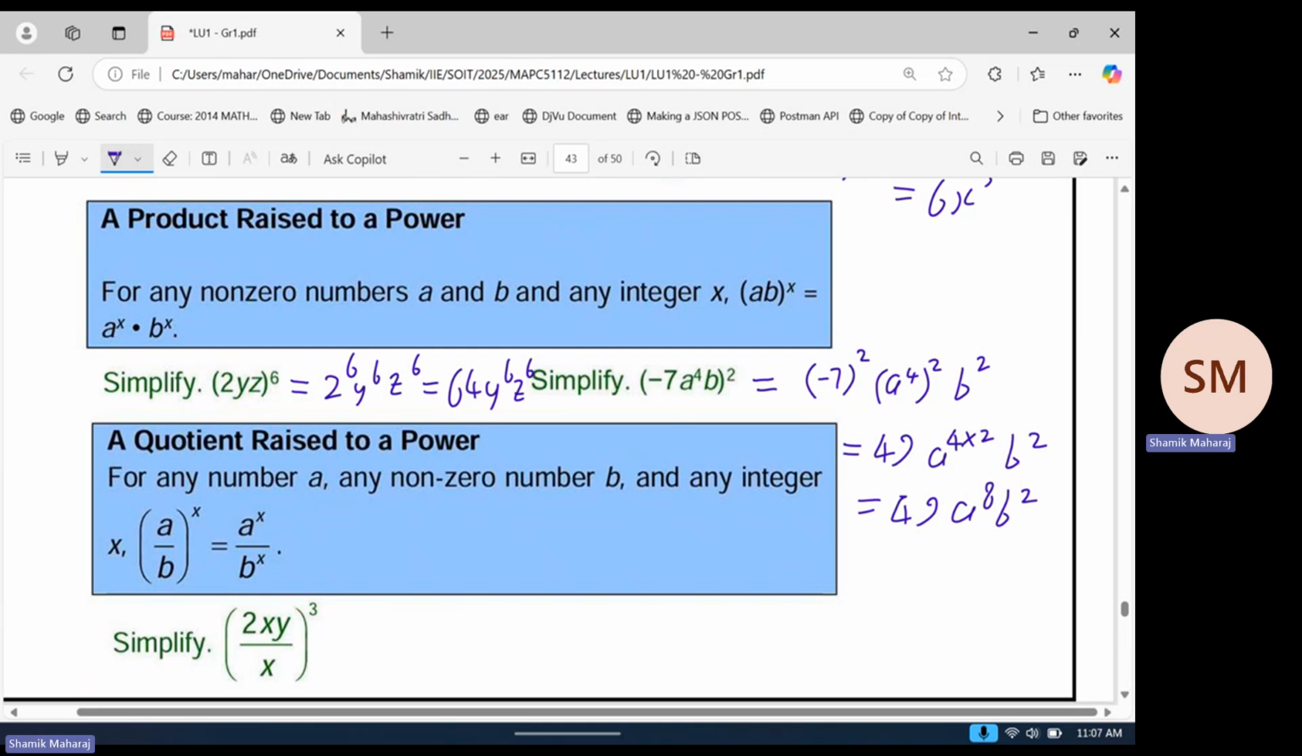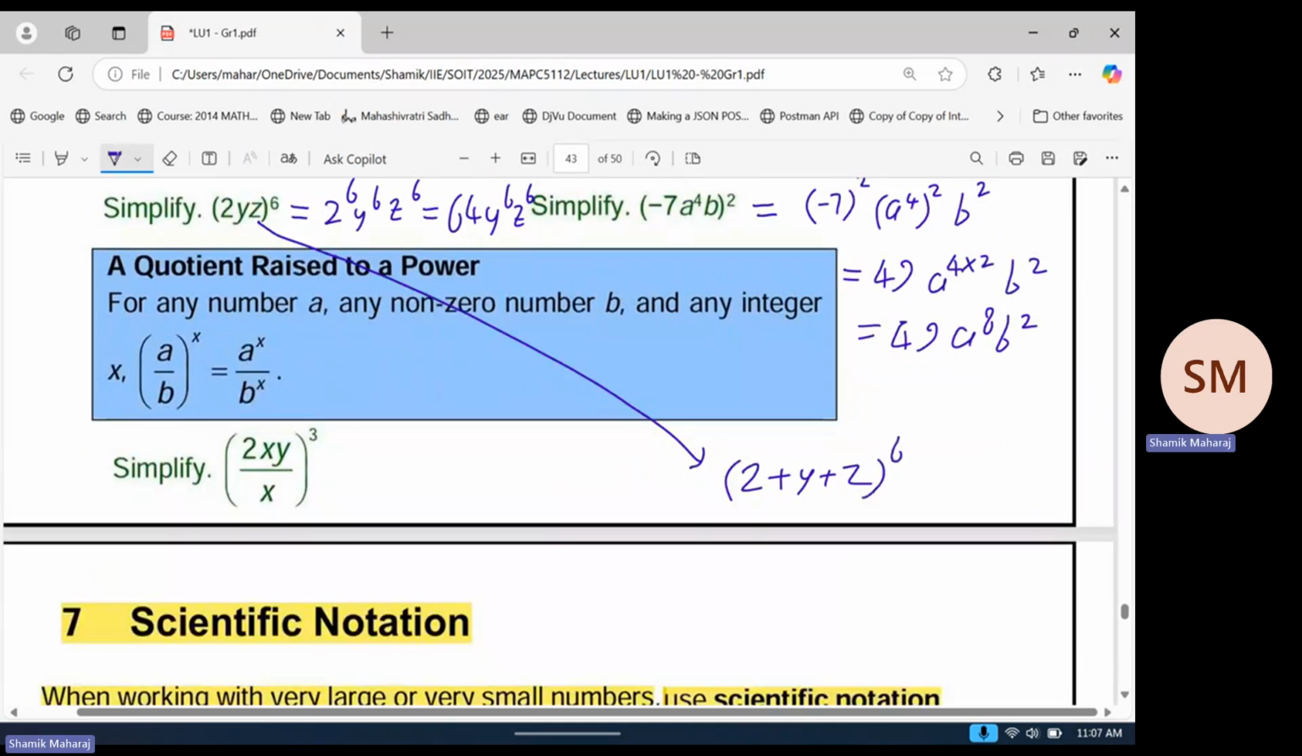Right? Then I see this happen often. Plus Z6. You guys think this is a fair way to distribute something? So just be careful. This is not correct. I see this happening all the time.